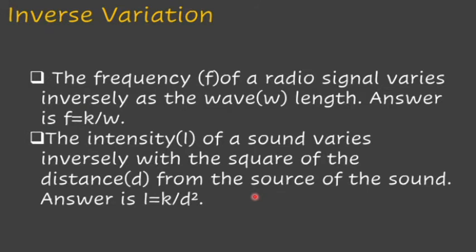So, eto pa, yung mga another scenario. The frequency or F of a radio signal varies inversely as the wavelength. So, ang answer natin dito kapag in-express natin siya in inverse variation is F is equal to K over W. Kasi di-divide natin. Inversely proportional. Next, the intensity or I of a sound varies inversely with the square of the distance or D from the source of the sound. So, the answer is I equals K over D squared. Yung intensity natin kasi siya yung varies inversely is equal to the constant divided by the square of the distance.